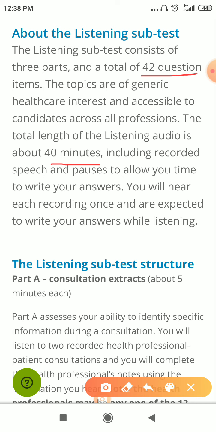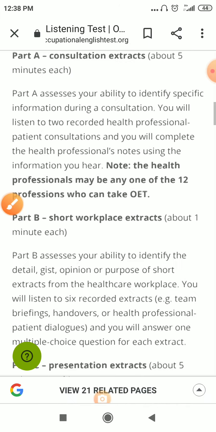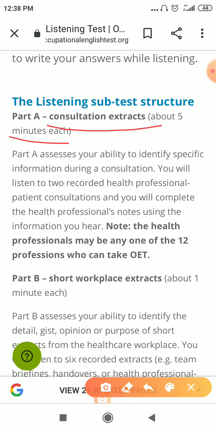In the listening test, you have three parts: part A, part B, and part C. In part A, you will start with the consultation extracts. For 5 minutes, you will hear each. Part A will be divided into two subsections.